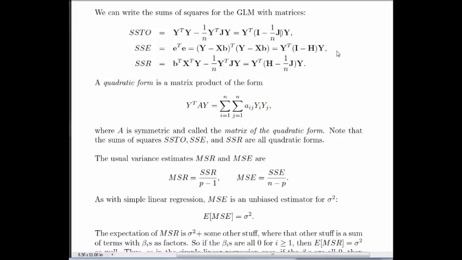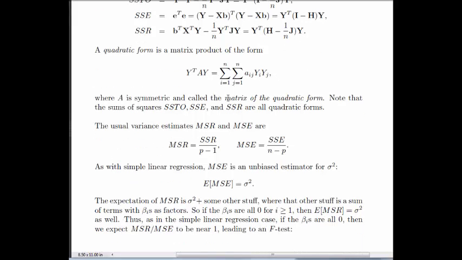Similarly here you've got y's on either side of I minus the hat matrix, and over here you've got y's on either side of the hat matrix minus 1 over n times the J matrix. This is just a fancy way of getting a bunch of 1 over n's in a matrix. That's how you do this. Okay, so of course, and this is where A is symmetric, and it's called the matrix of the quadratic form.